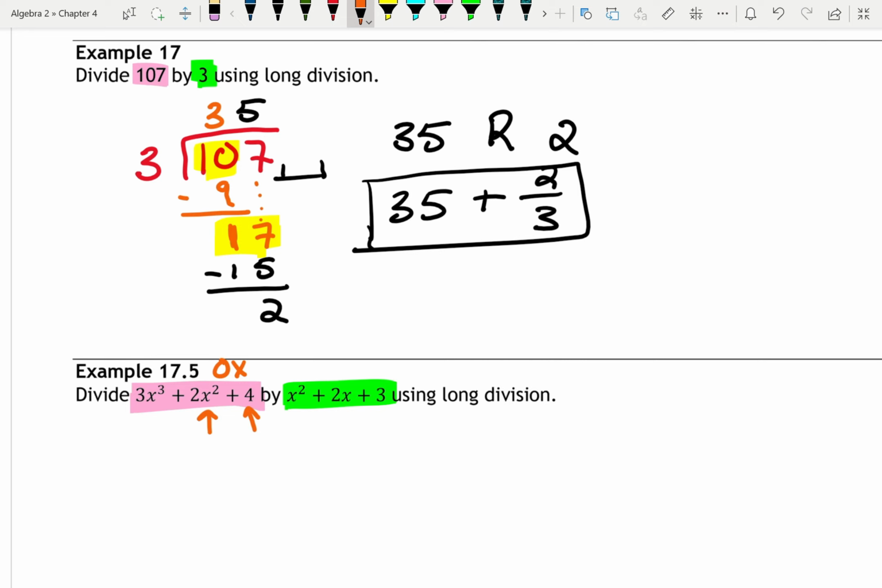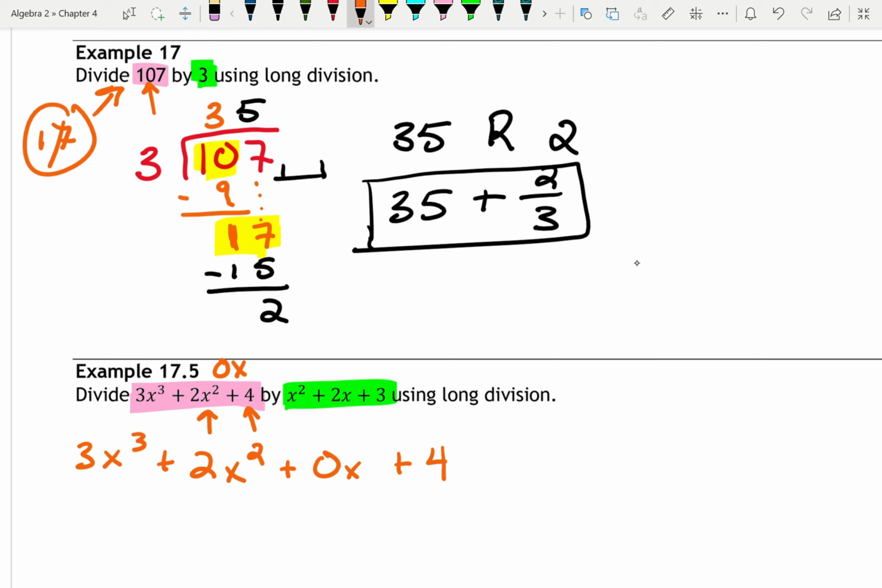In a normal number, like 107, the 0, you can't get rid of it, right? You can't write that as 17. But with a polynomial, you could just leave it off. So here, the first step that we have to do is put back in all of the zeros. So we're going to say this is 3x cubed plus 2x squared plus 0x plus 4.